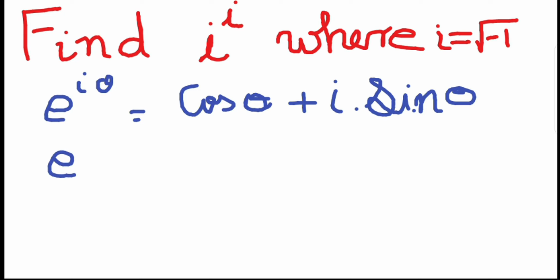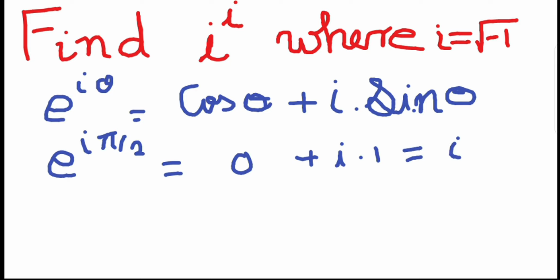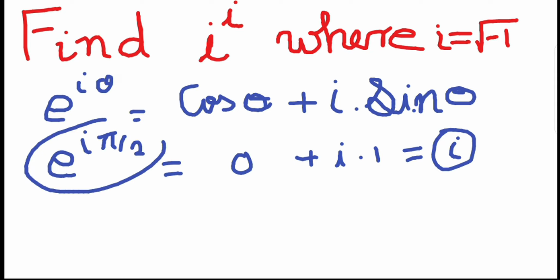So we have e to the power i pi by 2 equal to cos pi by 2 plus i sin pi by 2. Cos pi by 2 is cos 90 degrees, which equals 0, and sin pi by 2 is sin 90 degrees, which equals 1. So we get just i. So we can replace the value of i with e to the power i pi by 2.